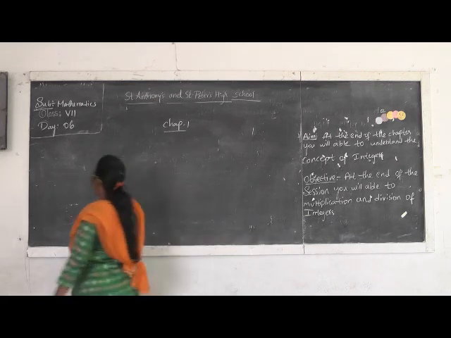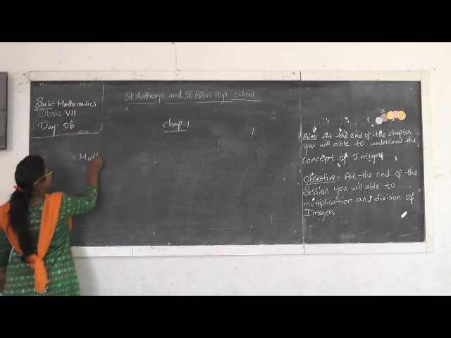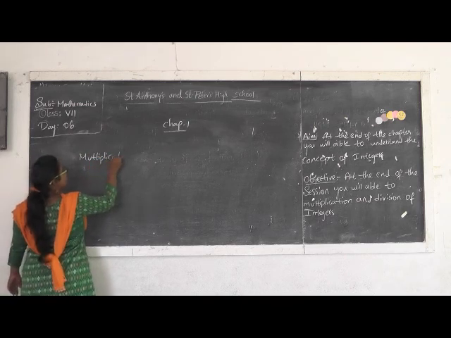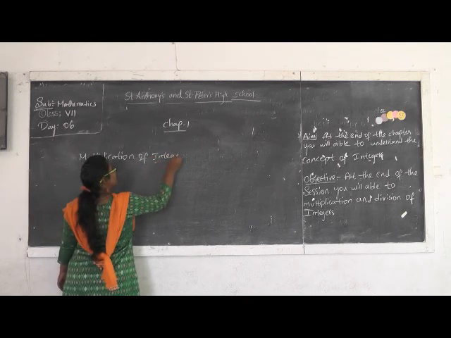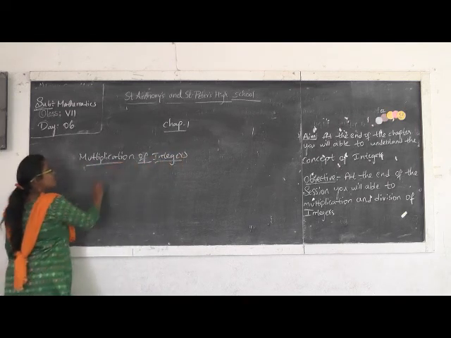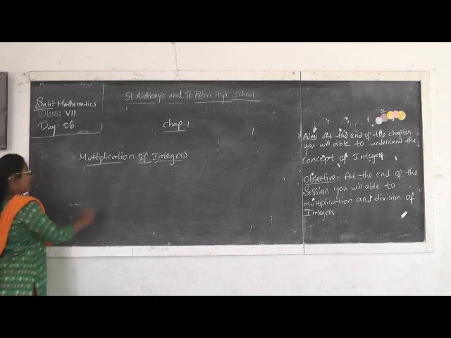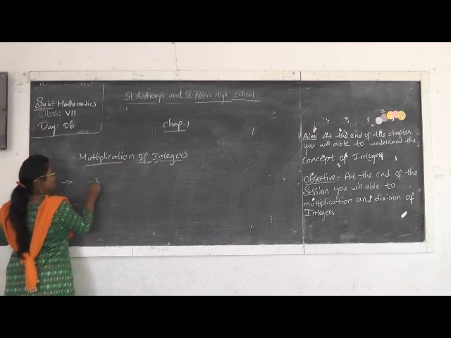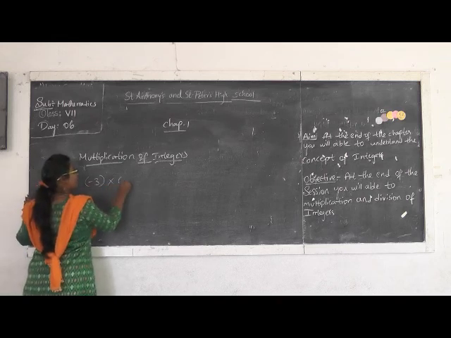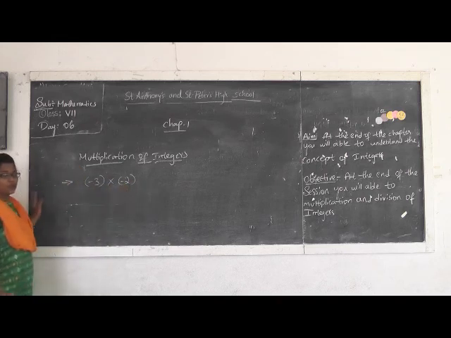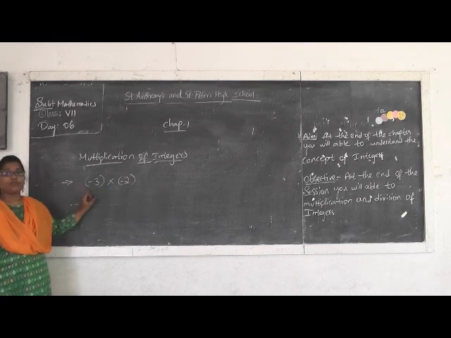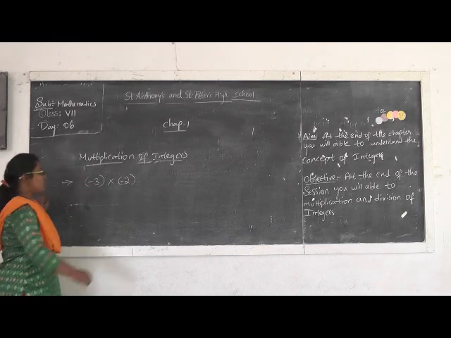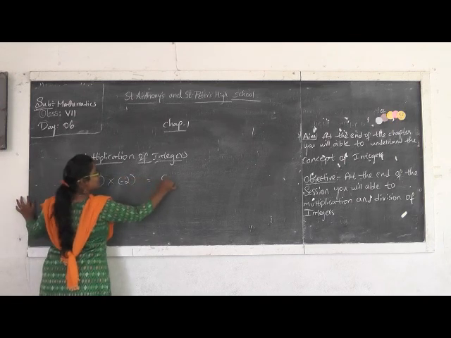Now first, multiplication of integers. Whenever we are multiplying, let me take one example: minus 3 into minus 2. According to the rule of multiplication of integers, when we multiply two or more integers, first we have to do the product of the given numbers. So, 3 twos are 6.